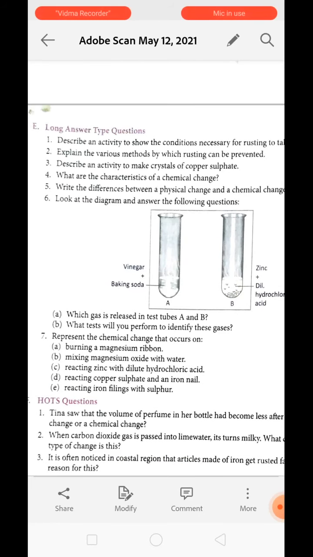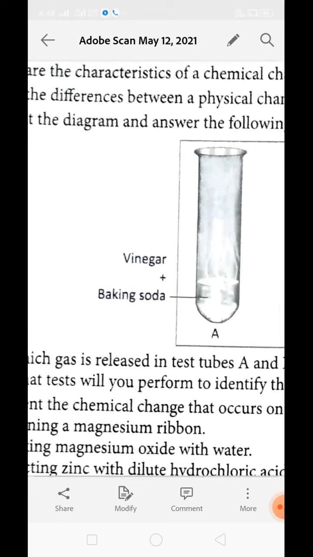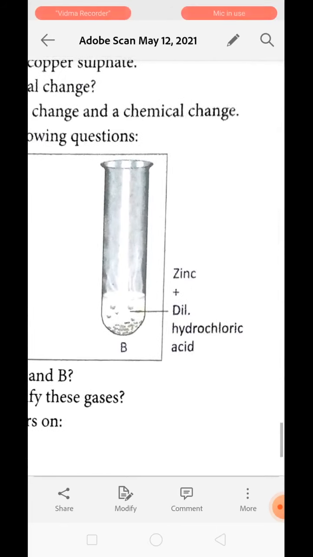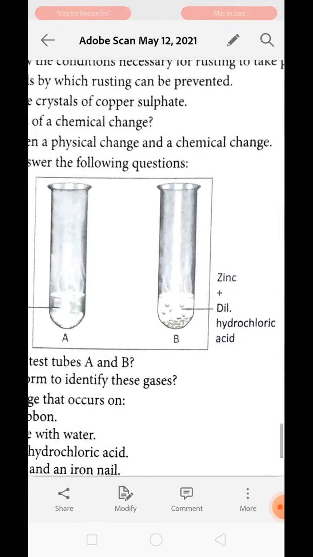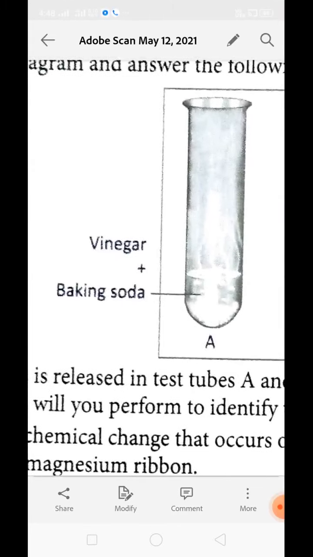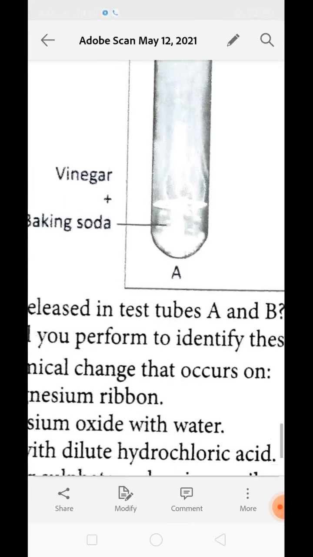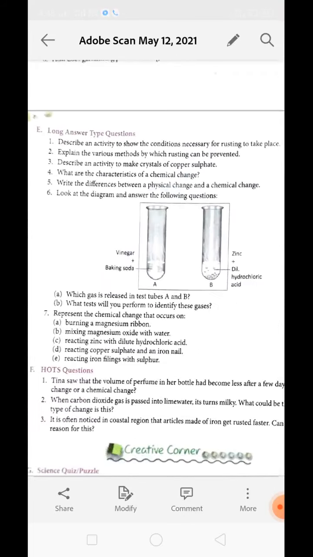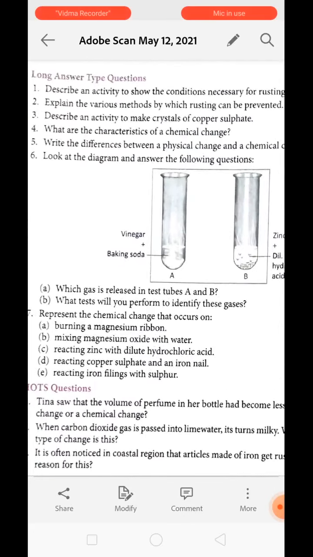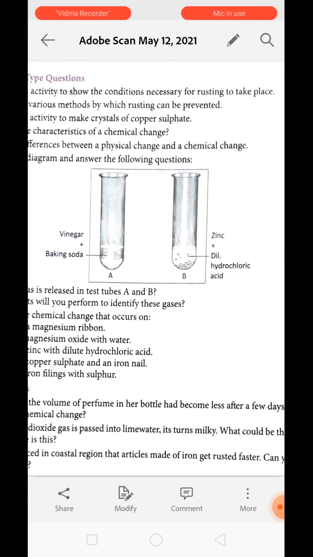Look at the diagram and answer the following question. This is the first diagram, A. This is diagram B. In diagram A, we have vinegar with baking soda. In diagram B, we have zinc plus hydrochloric acid. Now see over here, what is the first question? Which gas is released in test tube A and B? In test tube A, carbon dioxide gas is produced, whereas in test tube B, where zinc plus hydrochloric acid is involved, hydrogen gas is formed.